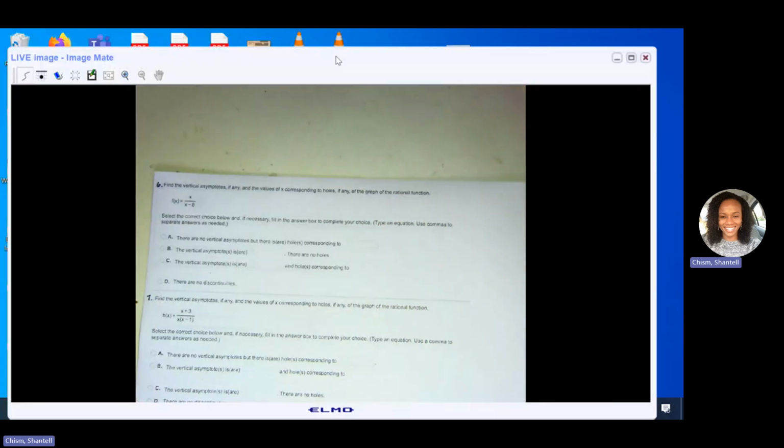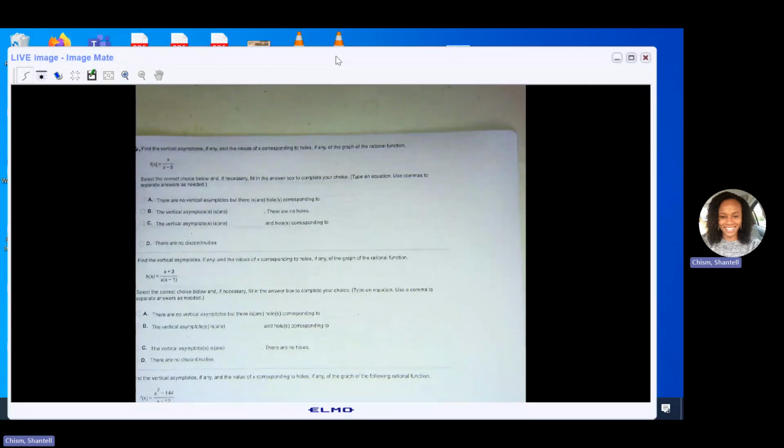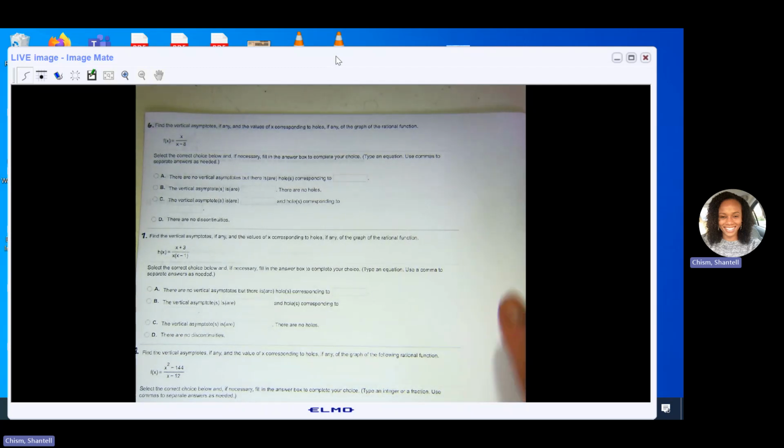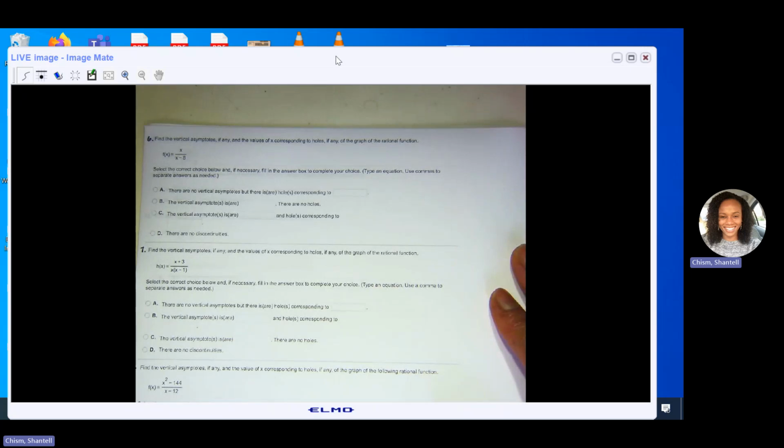All right, good. So for the next couple of problems, we're asked to find the vertical asymptotes. So that's perfect. We looked at the graphs that showed us an image of how to describe what the function is doing as we approach vertical asymptotes. Let's now look at finding vertical asymptotes, seeing if we have any. So number 6, find the vertical asymptotes, if any, and the values of x corresponding to holes, if any, of the graph of the rational function.